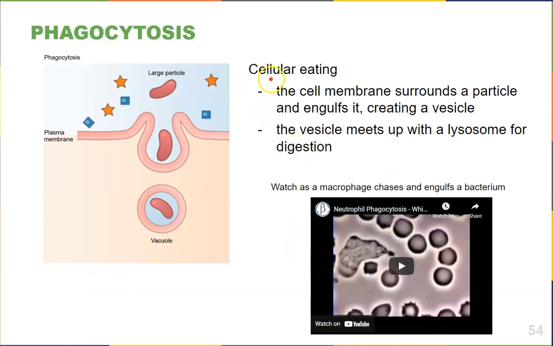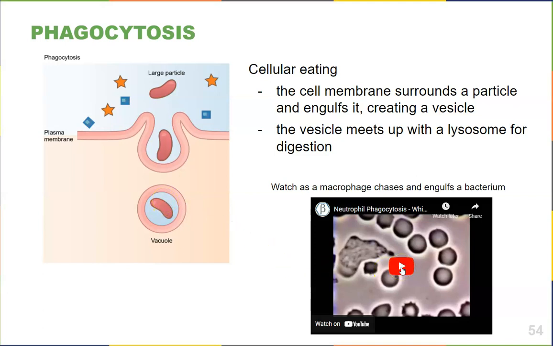Phagocytosis is also termed cellular eating. Phago is food, cytosis, cell. So the cell membrane is going to surround a particle and create like an invagination into the cell membrane, and then that cell membrane will come together and pinch it off, and now you have a vacuole. So typically that is going to be transported to a lysosome, and that lysosome will meet up with the vacuole. They will merge, and the lysosome has digestive enzymes in it, and that digests whatever molecule or a large particle or group of molecules that are here.